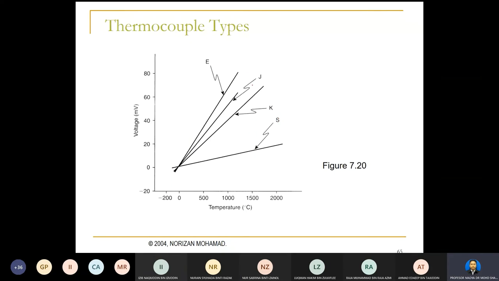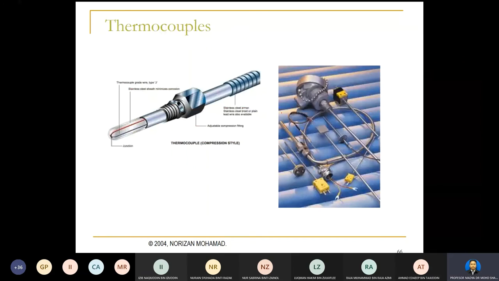So for every type, they have the spec. That's why if you want to use a thermocouple, you have to know what type of thermocouple you use. For J type, you have to refer to the J type table. After that, I will show some tables. Every type of thermocouple has a different table. Okay, we have four types. For every thermocouple type, they have different specs, different tables. Okay, so this is some example.